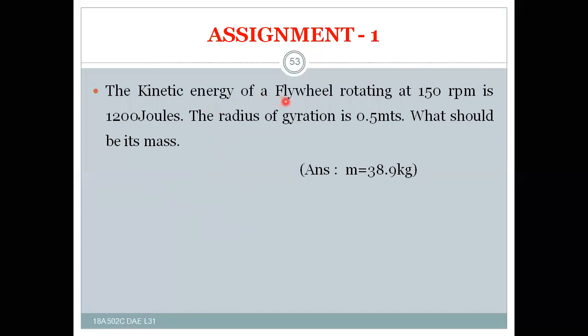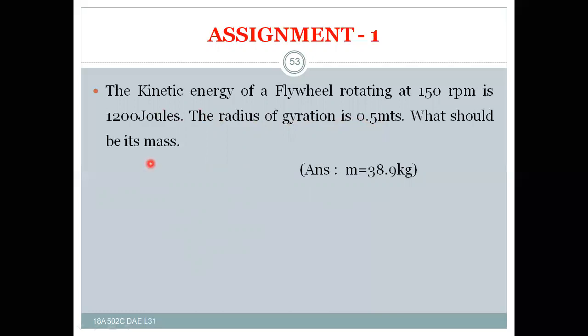The kinetic energy of a flywheel. Here is one assignment. Some of the assignments, let us see. The kinetic energy of the flywheel rotating at 150 rpm. Speed is given for us, and the energy is also given for us. The radius of gyration is 0.5 meters. What should be its mass?